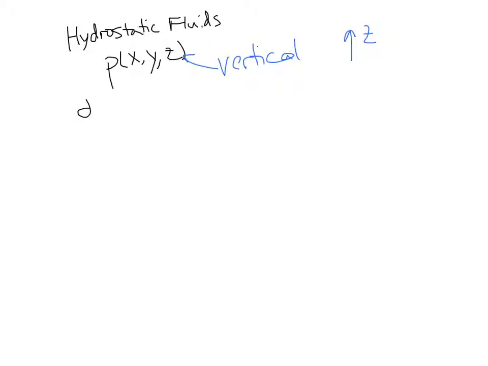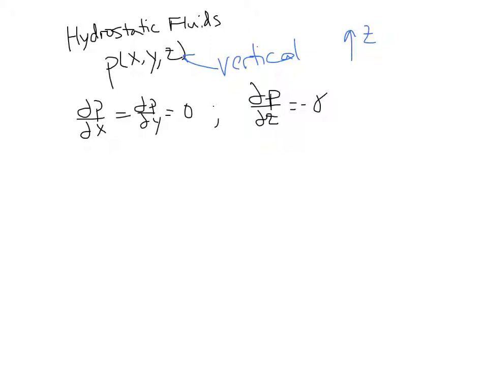All right, the first key result, we used a little control volume to define this, is that dp/dx and dp/dy are both 0. In the vertical dimension, though, because of the weight of the fluid acting downwards, the pressure increases with depth, so that dp/dz is equal to minus gamma.